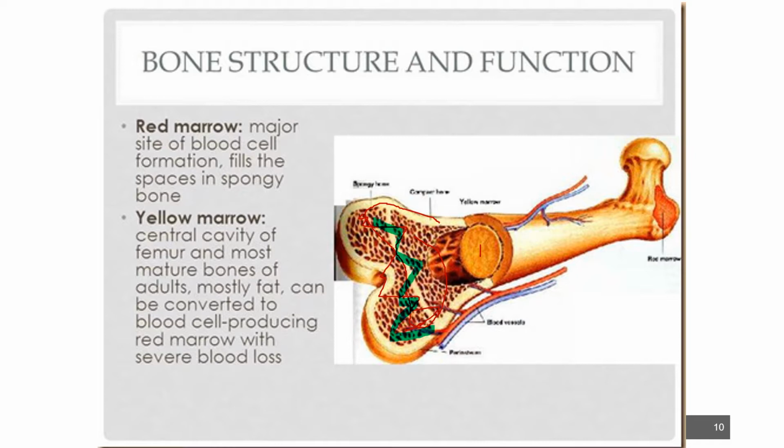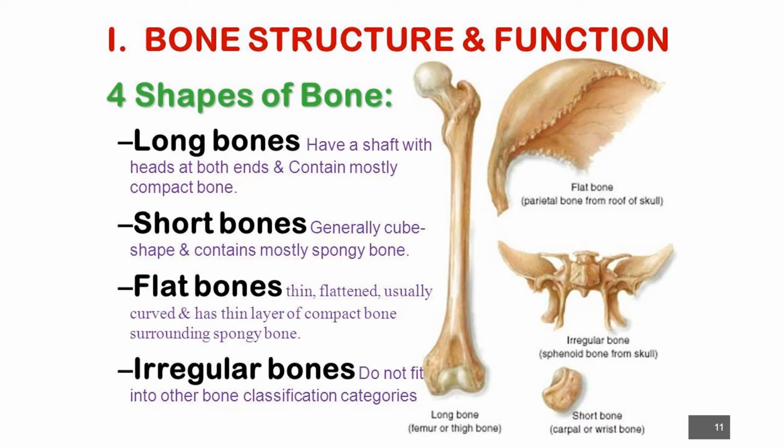Whereas actually, again, in the inner portion, the hollow part, that's where you have the yellow. Okay, so bone structure and functions. Four shapes of bones: you have the long bones, short bones, flat bones, and irregular.